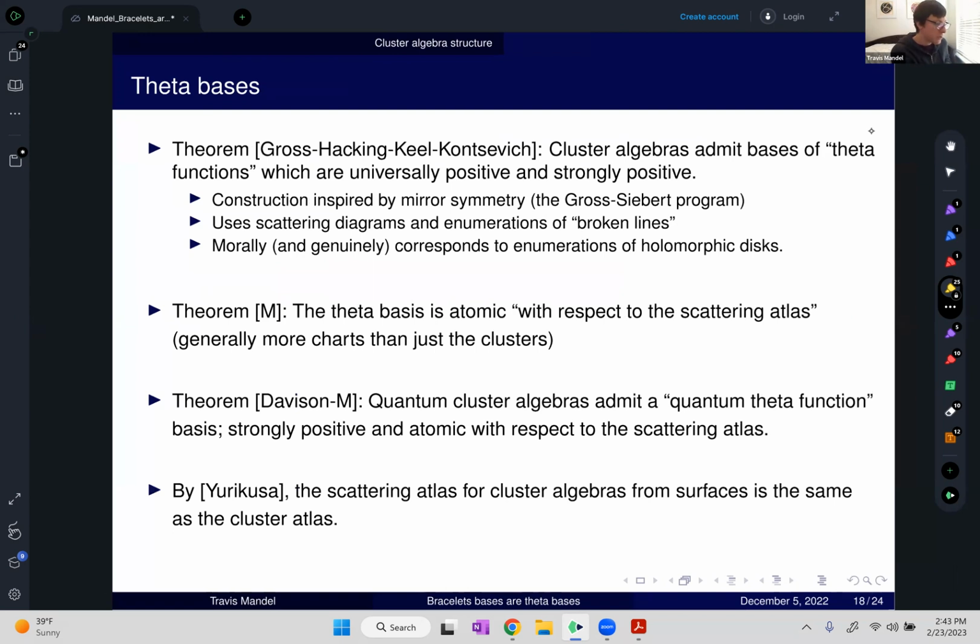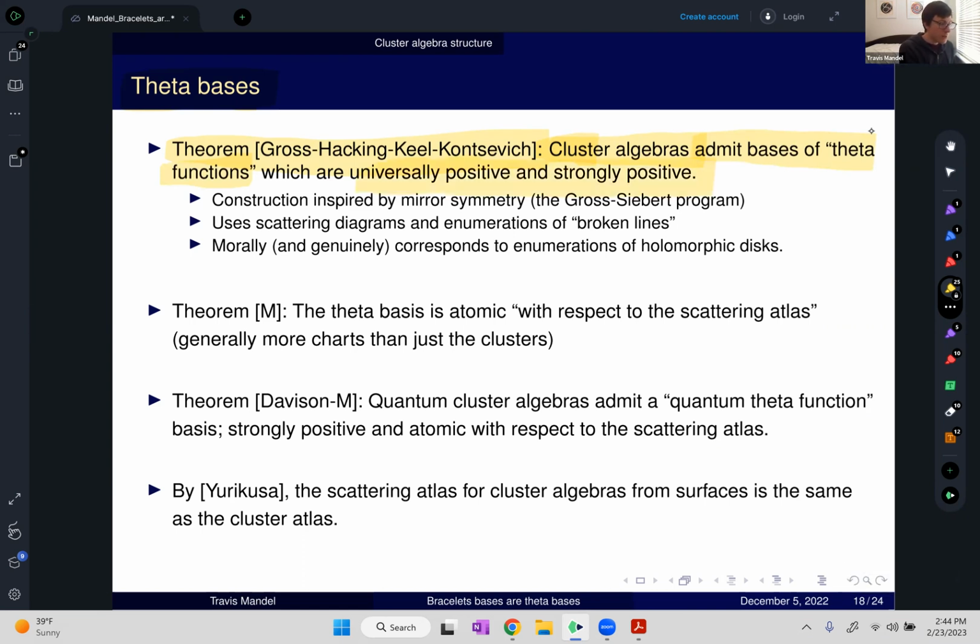So first, I have to mention the theta bases. I've spent 16 slides telling you what the bracelet bases are. I'll give you one slide on the theta bases. Fortunately, I kind of have to pick one to give you details on. So Gross, Hacking, Keel and Kontsevich found that all cluster algebras, in some sense, admit a basis of theta functions, which are universally positive and strongly positive.